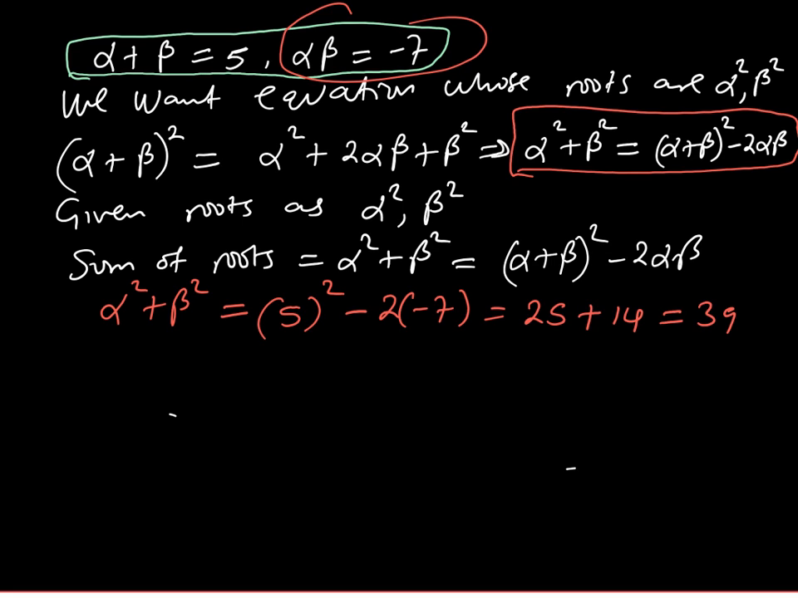So we have the value of alpha squared plus beta squared, which is the sum of the roots of the equation we are looking for. What about the product of roots? The product of roots is alpha squared times beta squared. These are numbers of different bases but the same power, so you can write it as alpha beta squared.